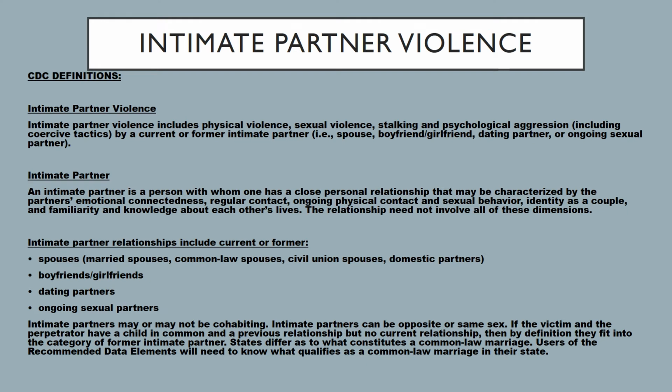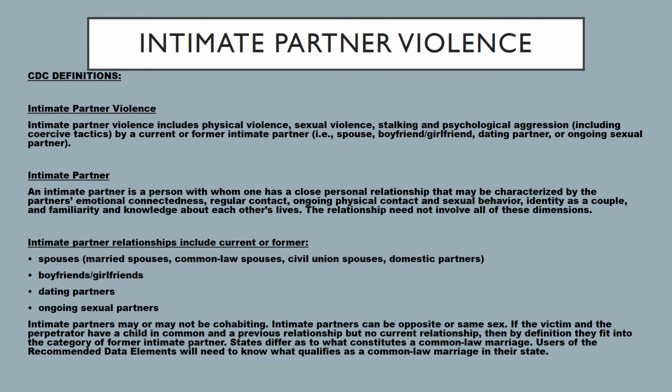Okay, so because they've brought up another construct, now we have to define an intimate partner. And an intimate partner is a person with whom one has a close personal relationship that may be characterized by the partner's emotional connectedness, regular contact, ongoing physical contact and sexual behavior, identity as a couple, and familiarity and knowledge about each other's lives.